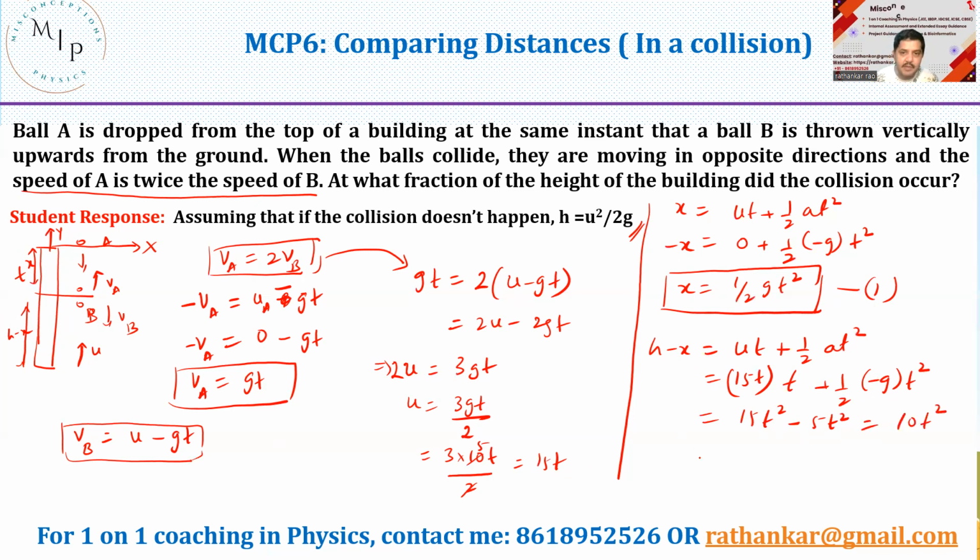Now what do we need? I need the value of x by h minus x, similar to the problems that we have done, which should now be equal to, what is the x value? Half gt square, which is nothing but 5t square. 5t square divided by 10t square, which should just be equal to half. Which means this particle and this particle will meet together at the middle point.